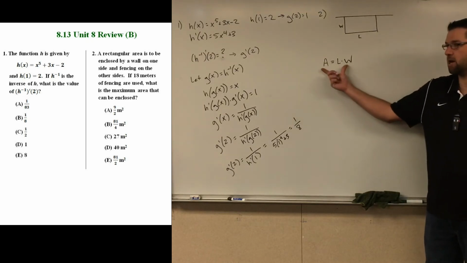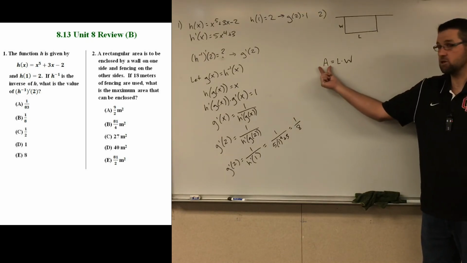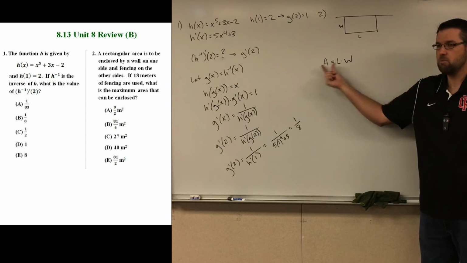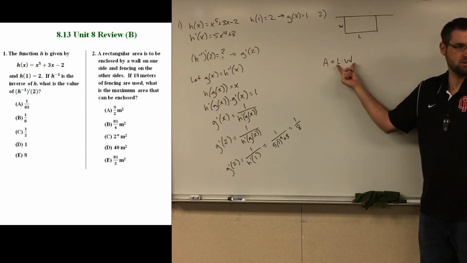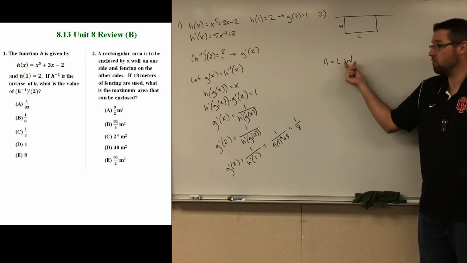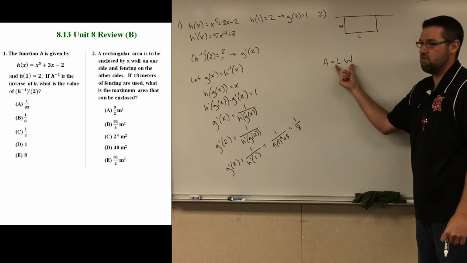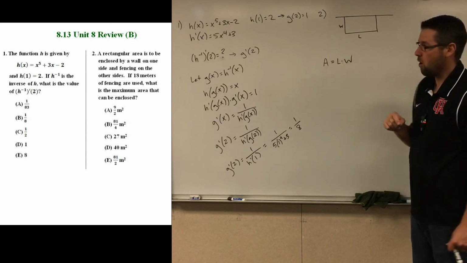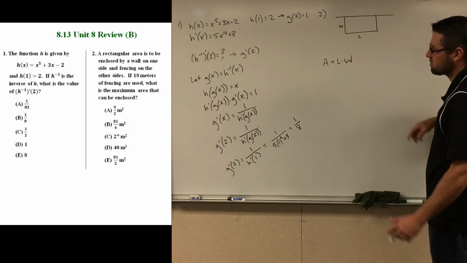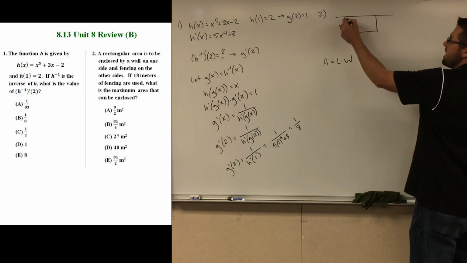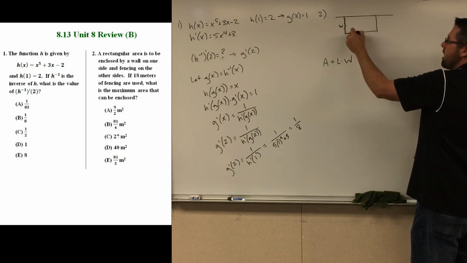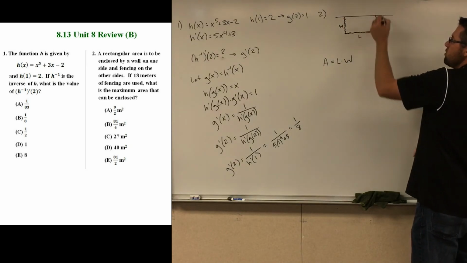So how do I find maximum area? Take the derivative of A, right? But you can't because these are different variables, right? These are both variables, they're not functions. So I've got to get this in terms of one variable. What other information does it give us? It's going to take 18 meters of fencing to go around this. So what's an equation with that?